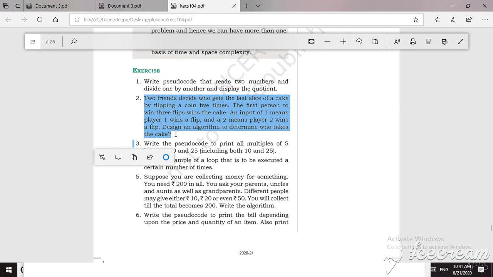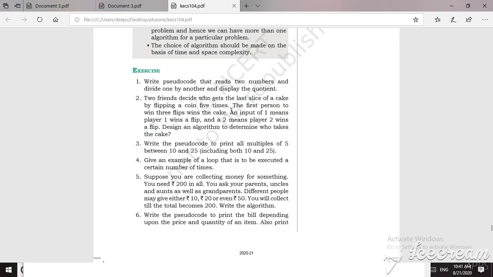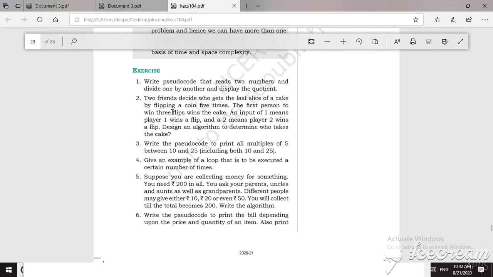Two friends decide to get the last slice of a cake by flipping a coin 5 times. The first person to win 3 flips wins the cake. An input of 1 means player 1 wins a flip, and an input of 2 means player 2 wins the flip. Design an algorithm to determine who takes the cake. So there is a cake and 5 coin flips. If a person wins 3 times, they get the cake.